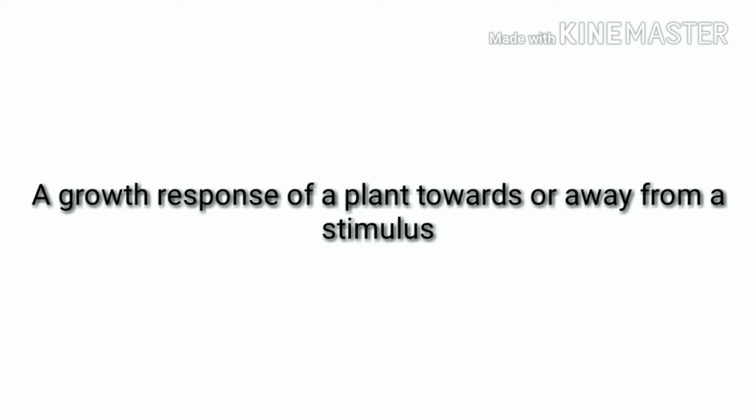So our definition is a growth response of a plant towards or away from a stimulus. This means, for example, how the plant grows up to the sunlight and how the roots always grow down. This word is phototropism.